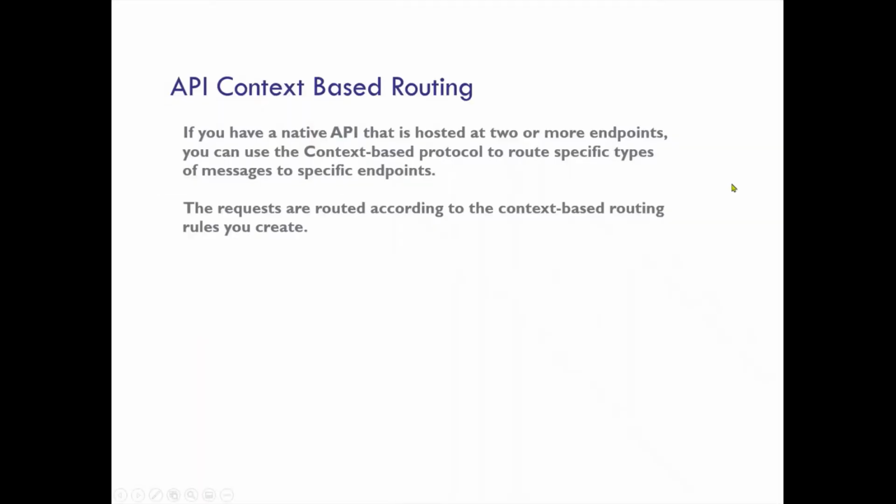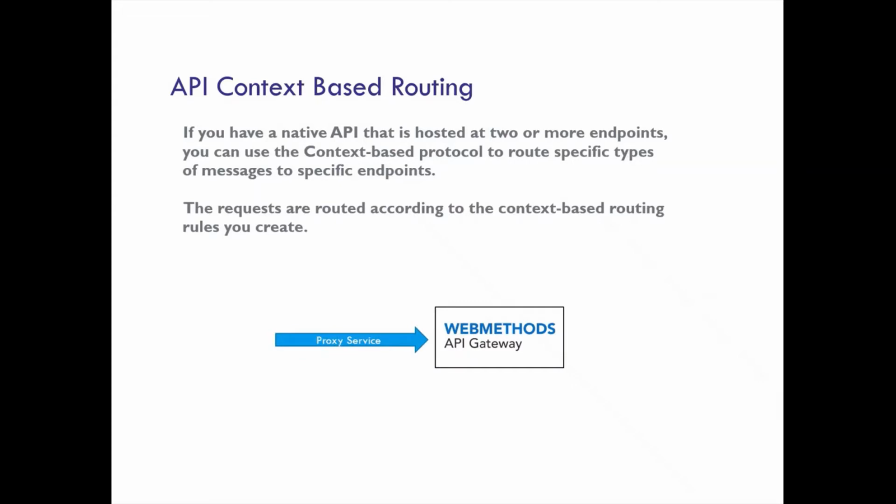So what exactly is context-based routing? It's a policy on the gateway that allows you to reach out to different native services based on certain rules or certain information that comes in the request. So we have the API gateway, and naturally there are requests landing on the proxy service.